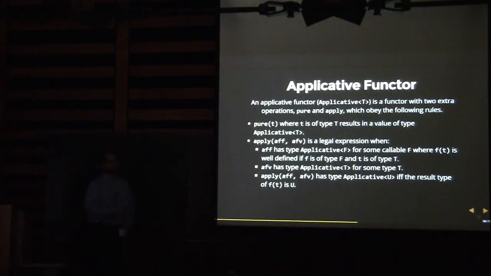And then we have the apply operation. This is a little bit more sophisticated. AFF stands for applicative functor function. AFV is applicative functor value. So basically, you have an applicative where the t is a function itself. And you have an applicative which has a value on the inside. So you have a wrapped function and a wrapped value, and you are taking these two, sticking them together to get a wrapped result.